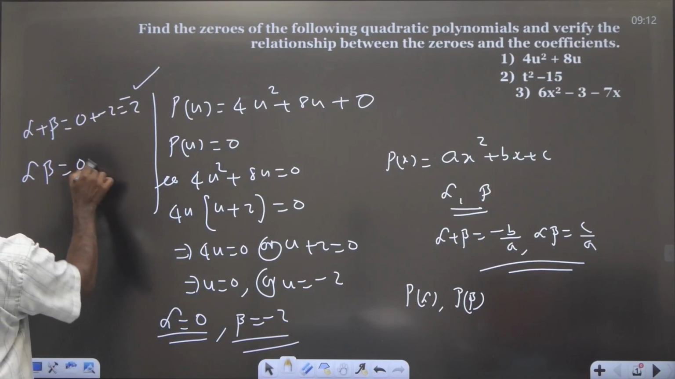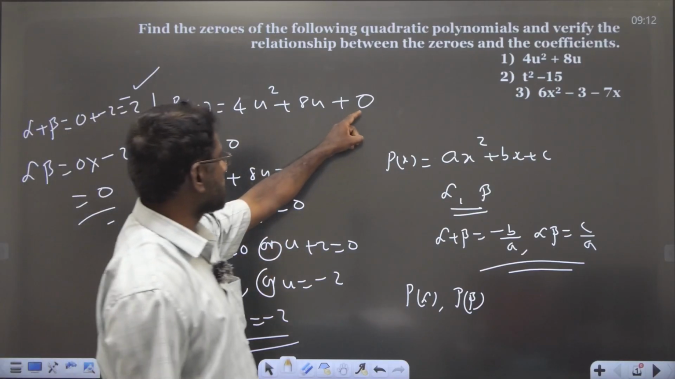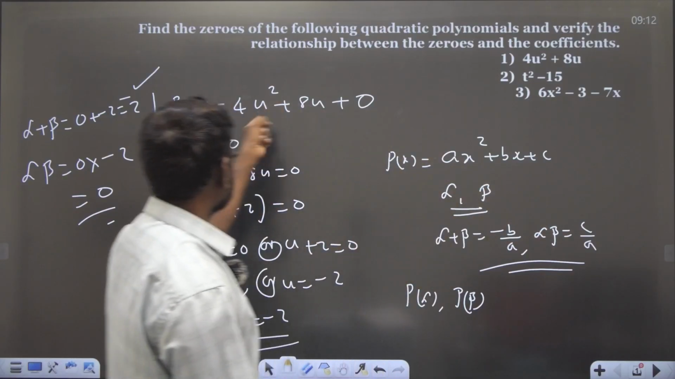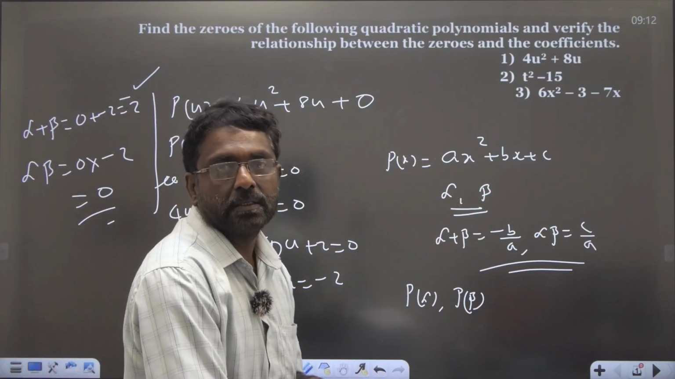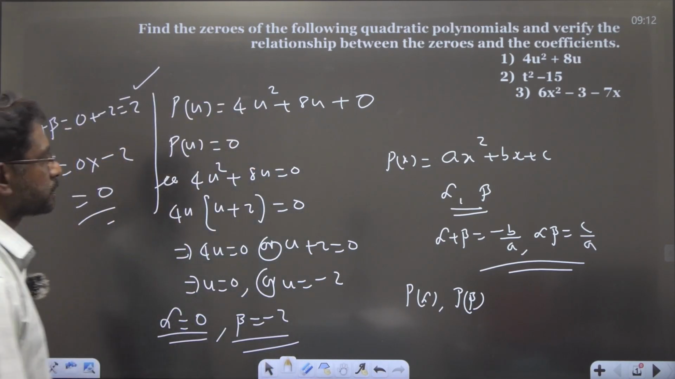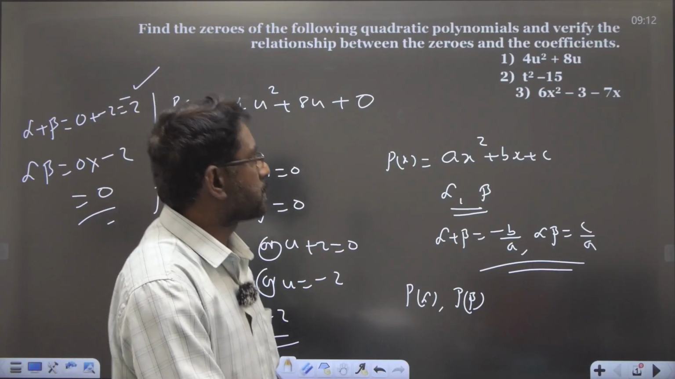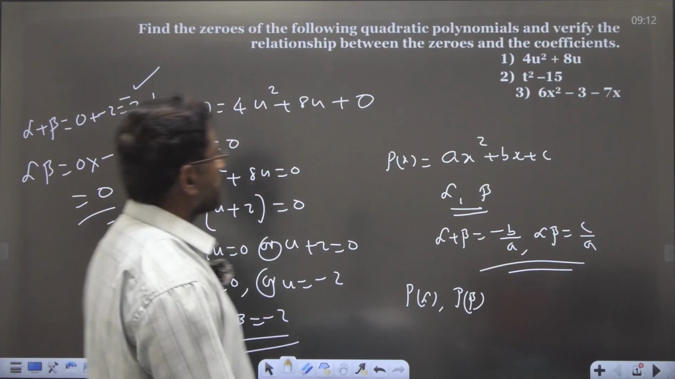And the product alpha beta is equal to 0 into minus 2, that is 0. Here it is c by a, 0 by 4, that is again 0. Therefore, it is verified. Okay, right? This is the method. You can expect this type of question in your 10th board exams. Okay? And our next question.